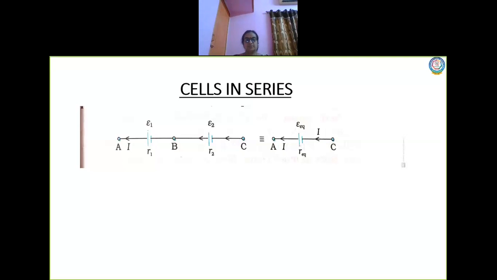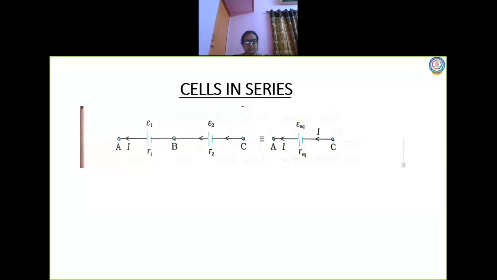Now, look at this diagram, children. Like how we connected resistors in series and parallel, here also cells are connected in series. In the first diagram, I have taken two cells, and these two cells are connected serially. So we can calculate current and voltage in a circuit and replace this as a single combination. You can find out the value of current and voltage.